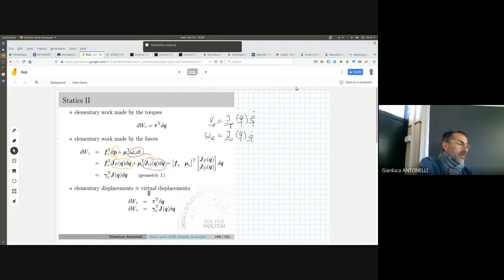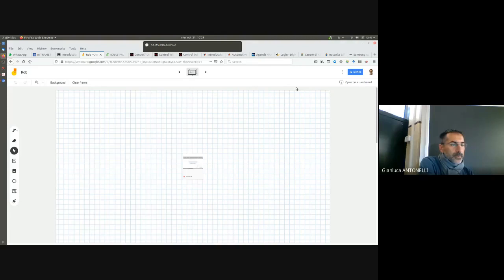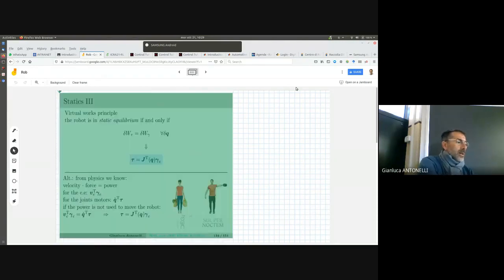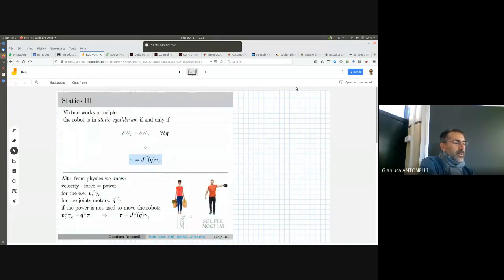Now, why are we discussing the equilibrium? The point is, the robot is in static equilibrium if and only if those two terms are equal to each other. If I simplify for any dq, if I simplify the joint displacement, it means that I get the relationship between the joint torques and the end effector force and moment. And this is given by the transpose of the Jacobian.